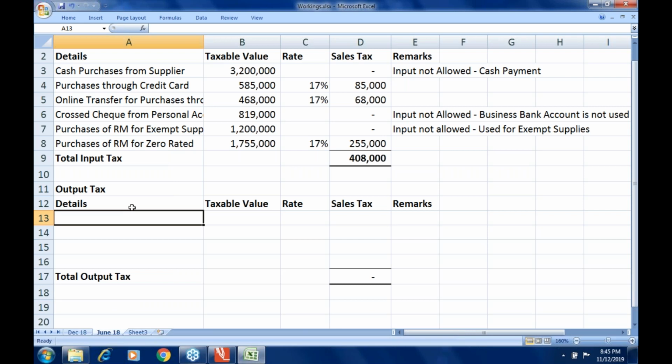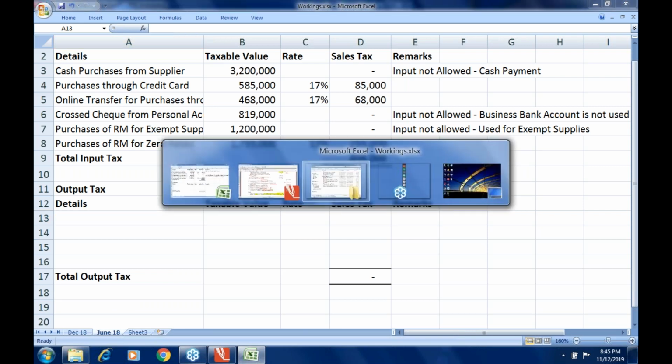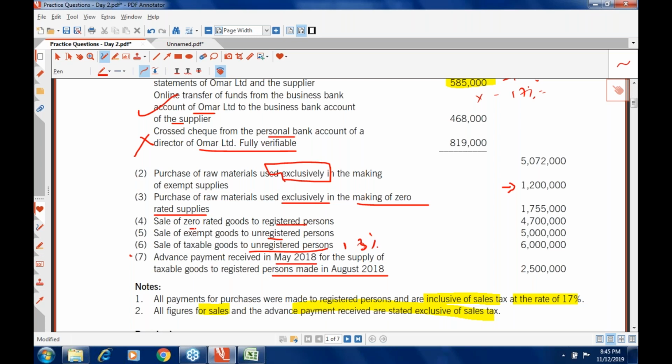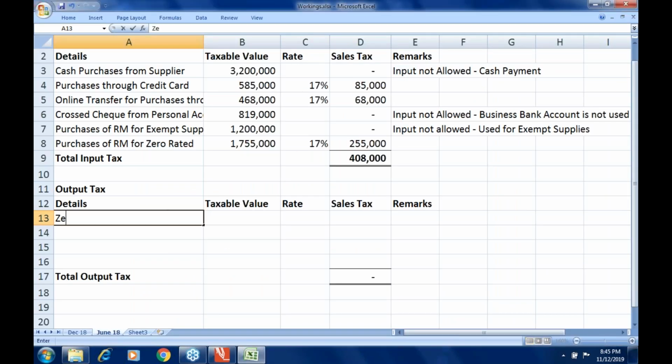When we talk about the output tax, the first thing that we have is a sale of zero rated goods to registered person, 4.7 million. Zero rated sales. So this is basically 4.7 million at 0%.